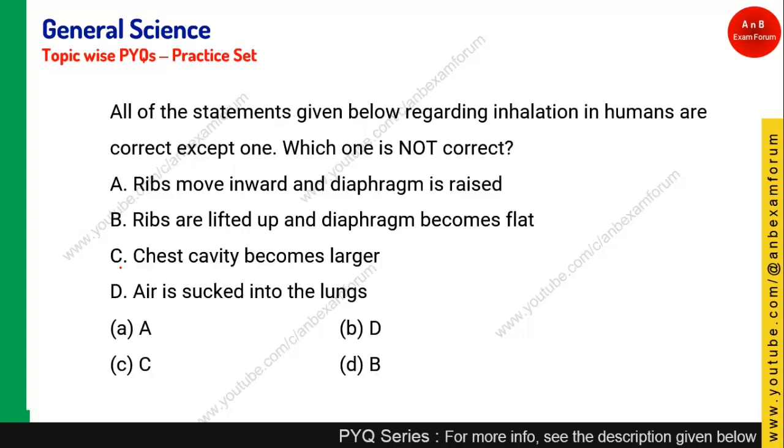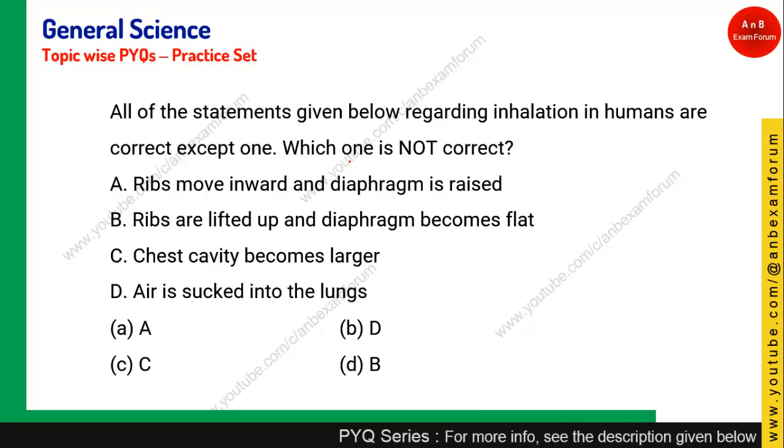Let's see the next question. All of the statement given below regarding inhalation in human being are correct except one, which is not correct. Ribs move inward during inhalation. So he is asking about inhalation. So if you inhale, ribs move upward and diaphragm is raised. So this is incorrect. Okay, so those who have given option A, they are right.